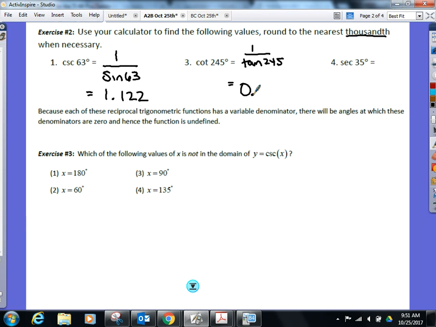What do we got? What are those three decimal numbers after? 4, 6, 6. And then how about secant of 35? No secant button, but rewrite it as 1 over, what's the reciprocal of secant? Cosine 35. Yep. .221. Yep.